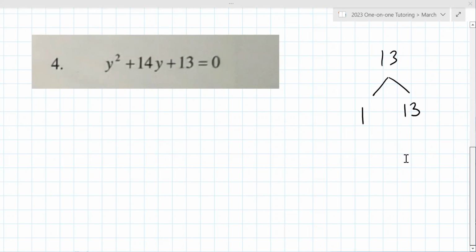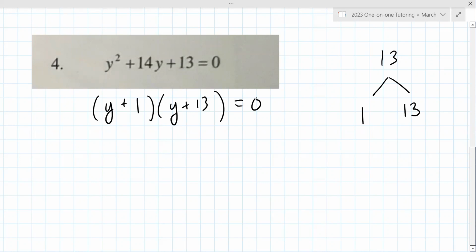1 and 13. So you always start with 1 and 13. And if you can, you go to 2, 3, 4, 5, 6, 7. But in this case, because 13 is prime, that's the only possibility here. All right, so 1 and 13, do those add to 14? Yes. So you're right, y plus 1, y plus 13 equals 0.